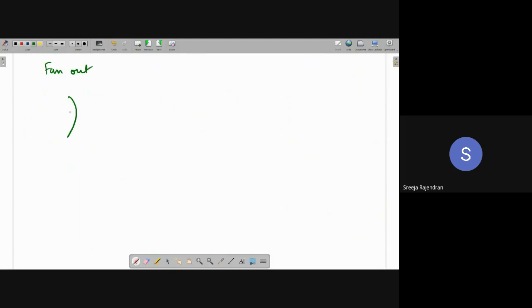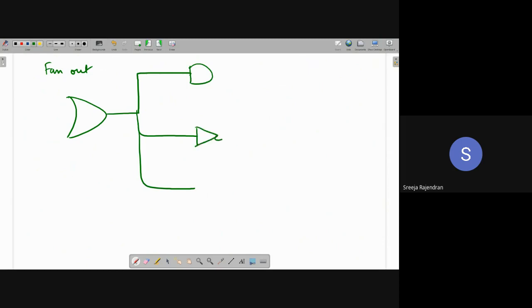Now I have an output of a gate. This output can be driving multiple gates, right? It can go as input to multiple gates. You have already drawn circuits, so you are aware that we can do things like this. It might be going to a NOT gate, this might be going to another NAND gate, and so on. So how many gates can this output drive? Can I tap the signal and give it to any number of gates?